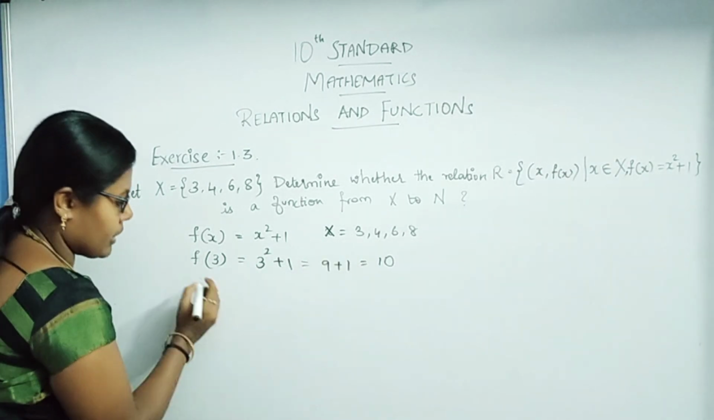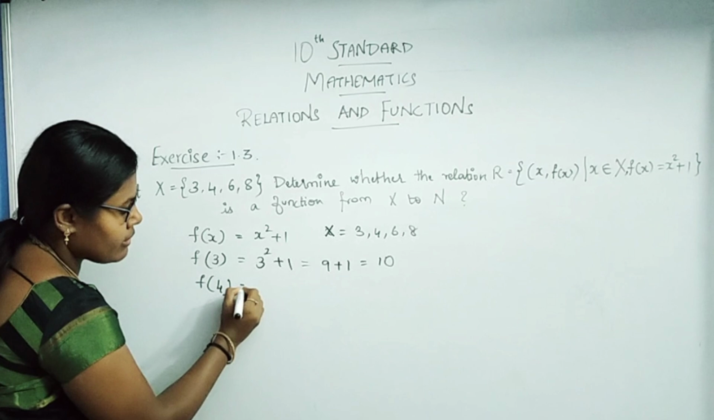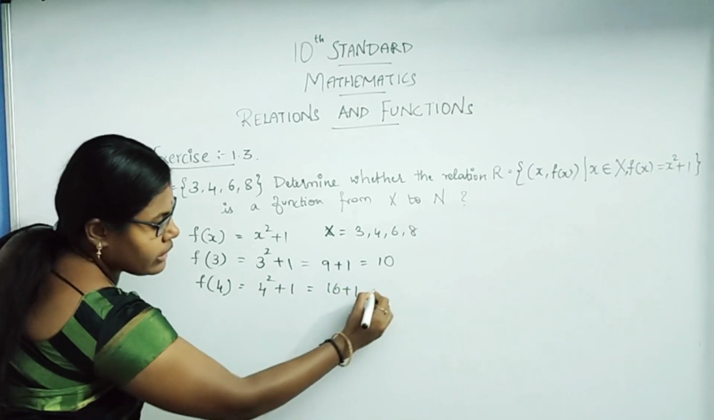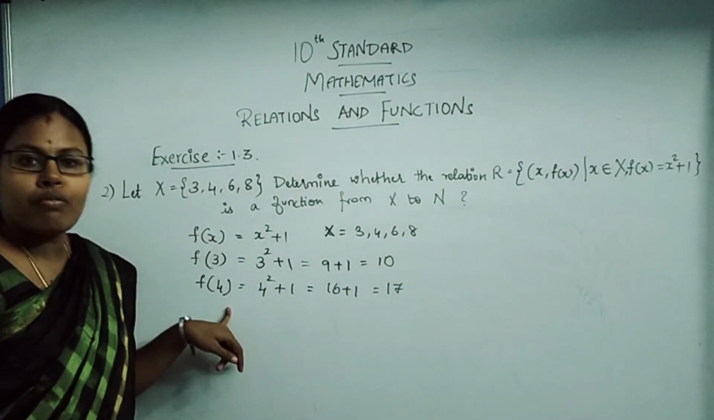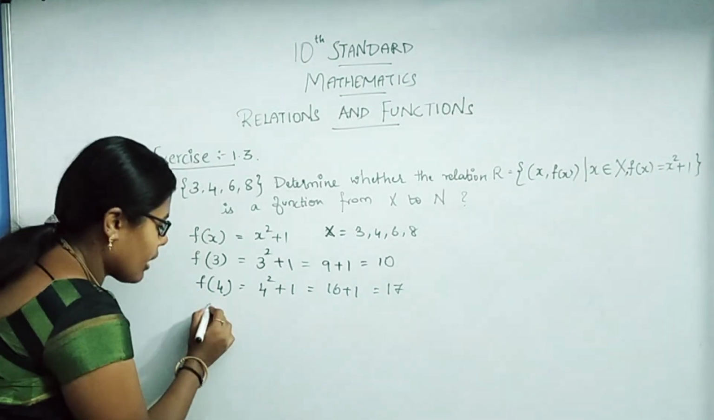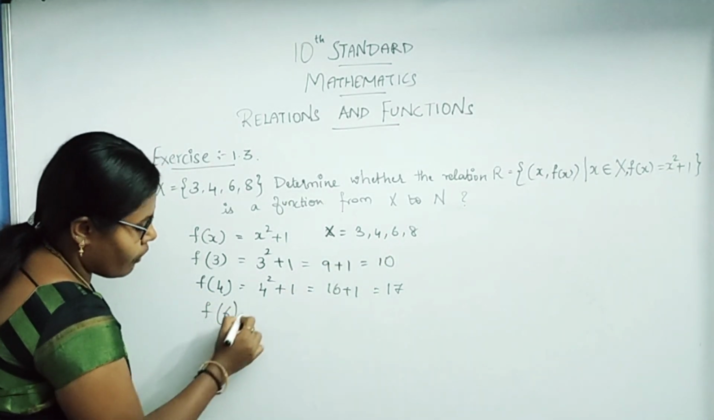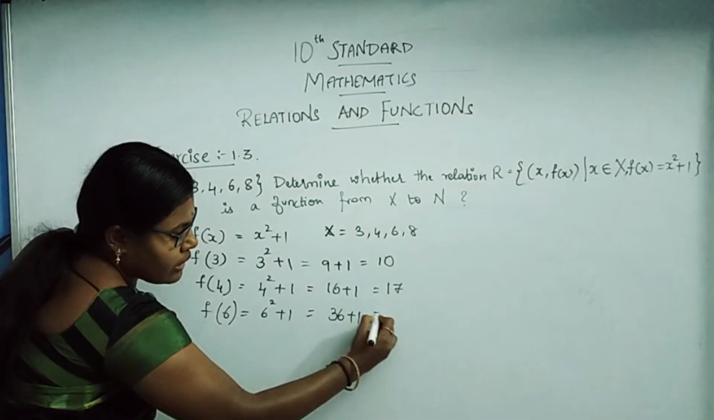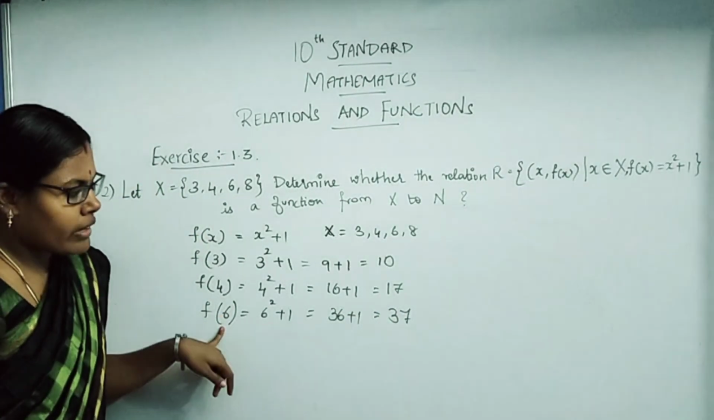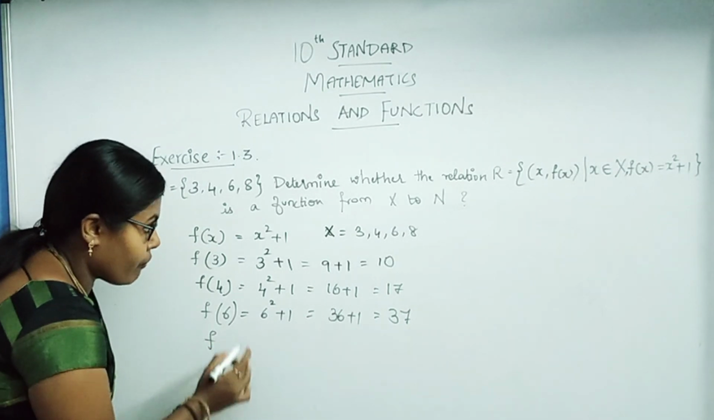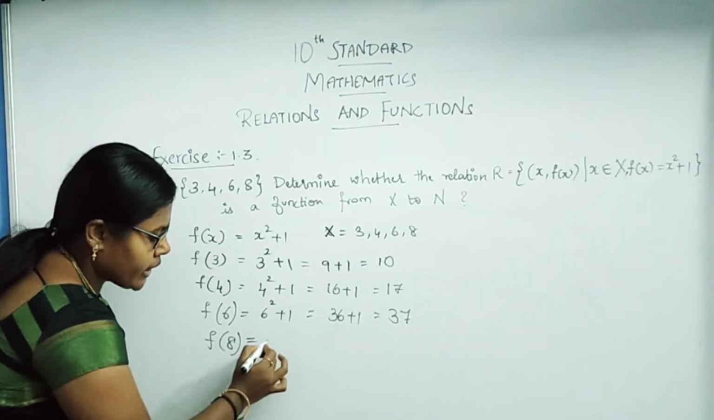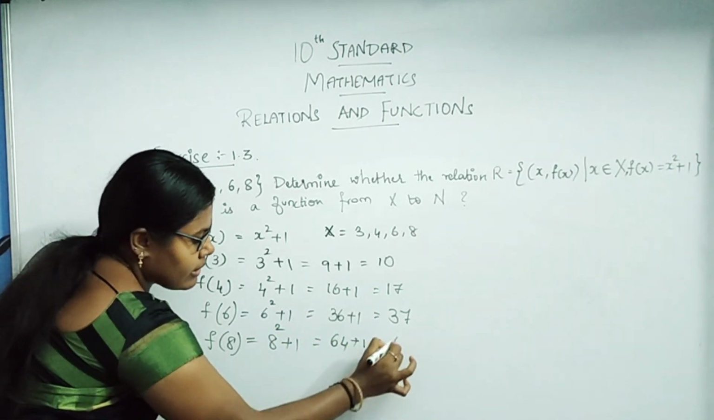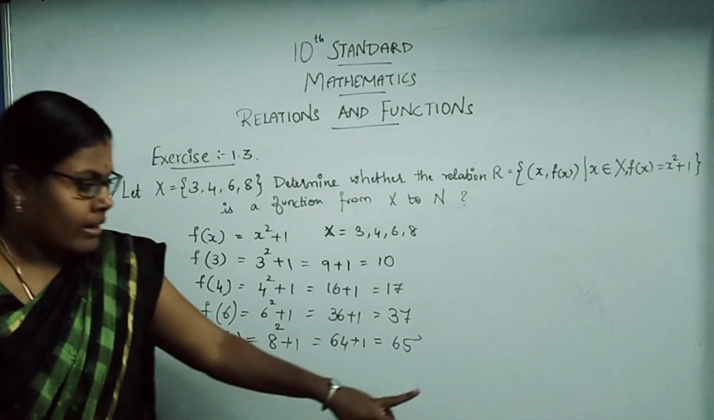Next we'll go to the next element. So f of 4, that is 4 square plus 1, that is 16 plus 1, that is 17. So f of 4 is 17. Next f of 6. So f of 6 is what? 6 square plus 1, that is 36 plus 1, 37. So f of 6 is 37. Next f of 8. So f of 8 is what? 8 square plus 1, which is 64 plus 1, that is 65. So f of 8 is 65.